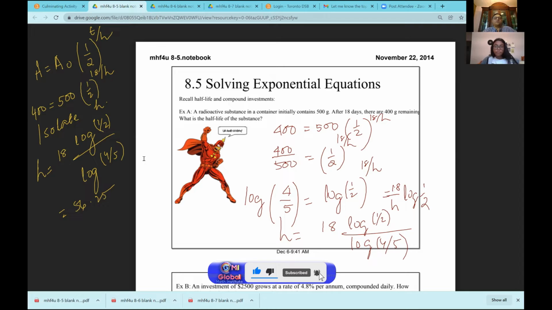What is the half-life of the substance? So more than 56 days, right? So 56 and a quarter days. That is what you get. Correct.